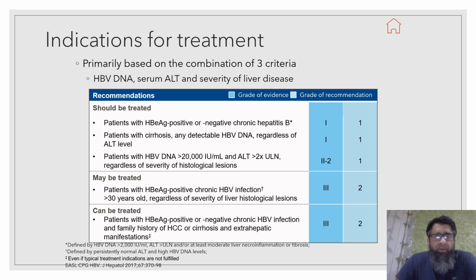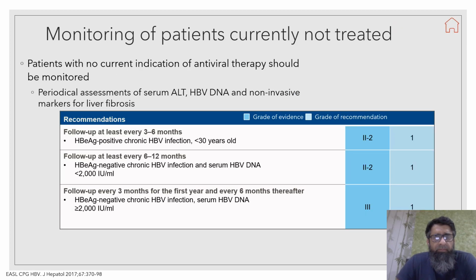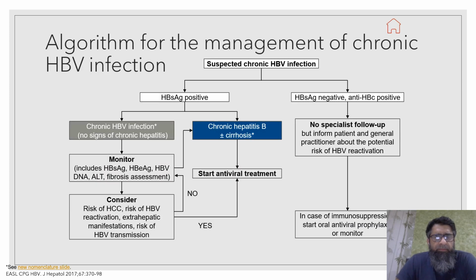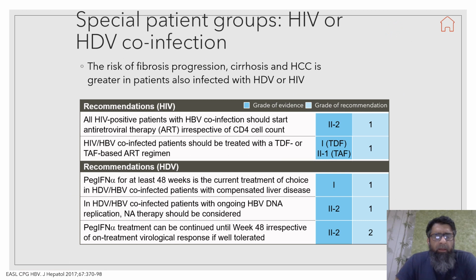Indication of the treatment: we have different groups: should be treated, may be treated, and can be treated. You can learn this by heart by yourself. After the treatment we of course have to follow the patients every 3 to 6 months, maybe 6 to 12 months, depending upon different categories. This is the algorithm for the management of chronic hepatitis B virus infection. This is the treatment in patients with hepatitis B along with hepatitis C, HIV or hepatitis D virus.